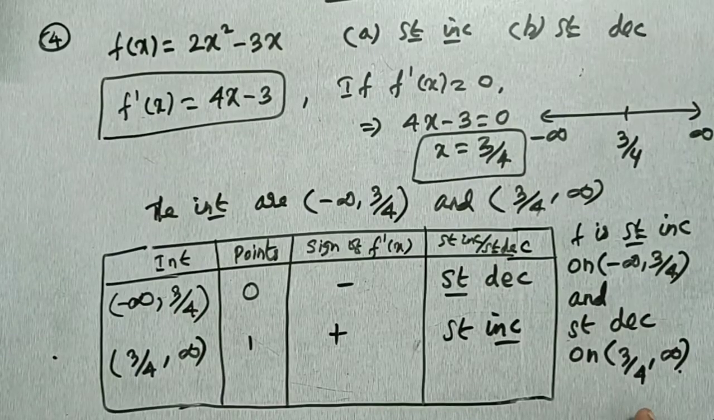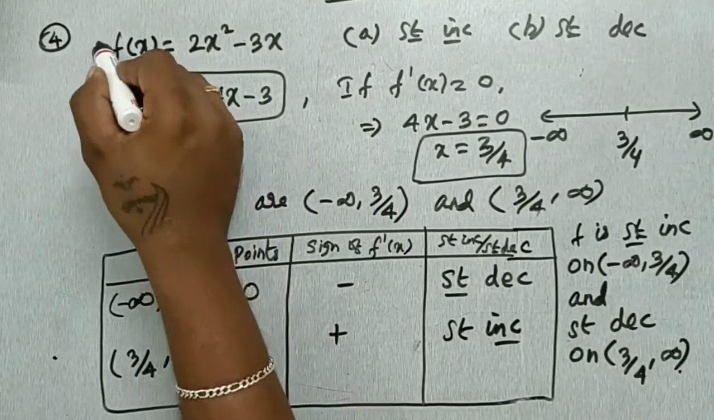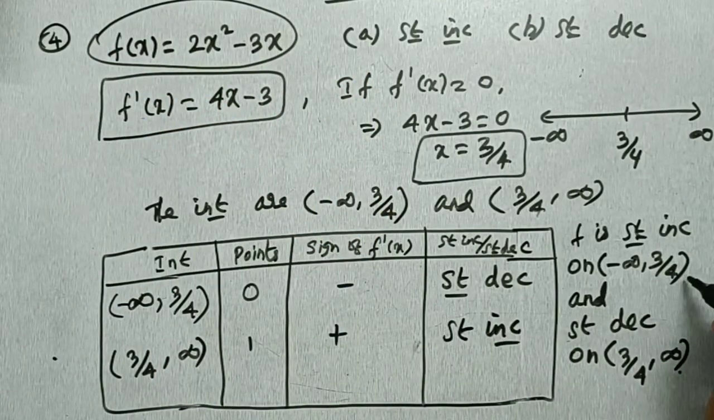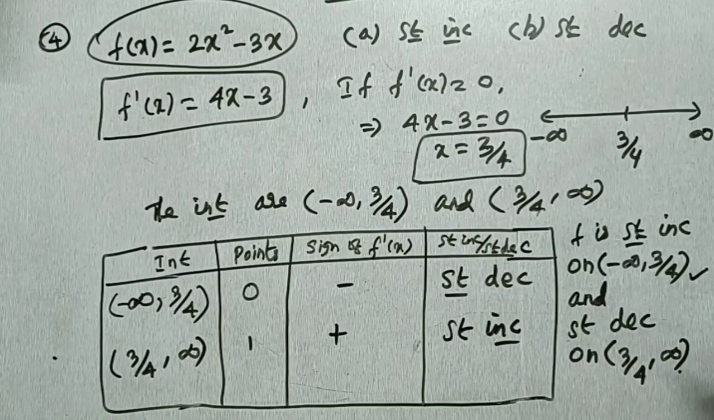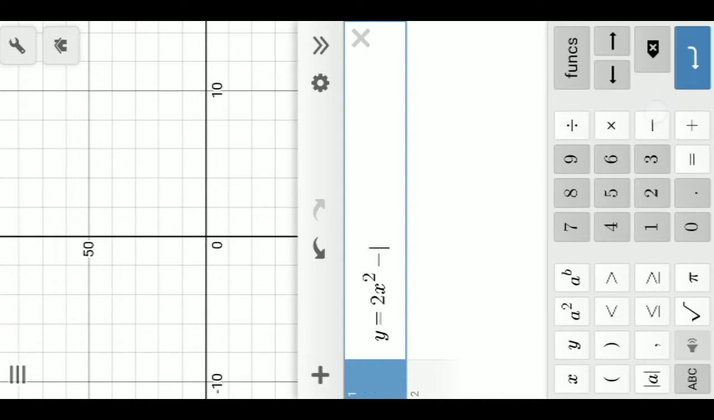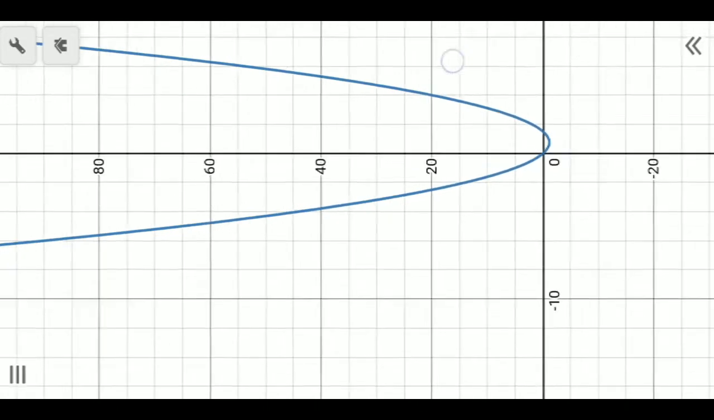Now we will see this diagrammatically. I am going to show this diagram and show that on minus infinity to 3 by 4 it is strictly decreasing, and on 3 by 4 to infinity it is strictly increasing. Look at this diagram. Now see the graph of this function. It is given that y equal to 2 times x square minus 3x. So this is the graph given for us.